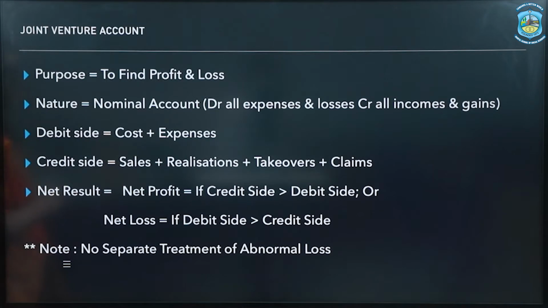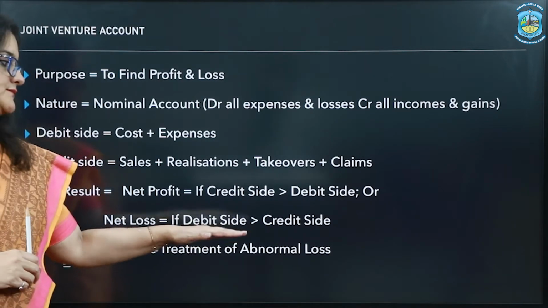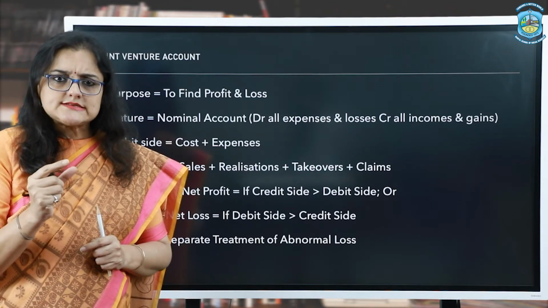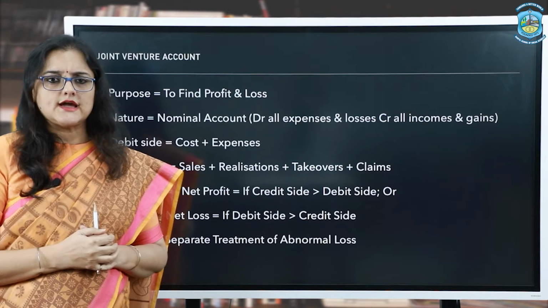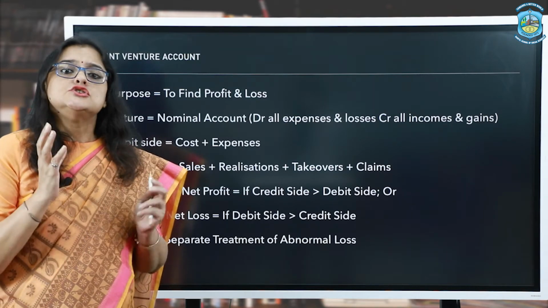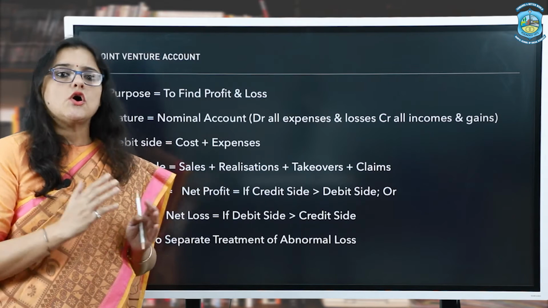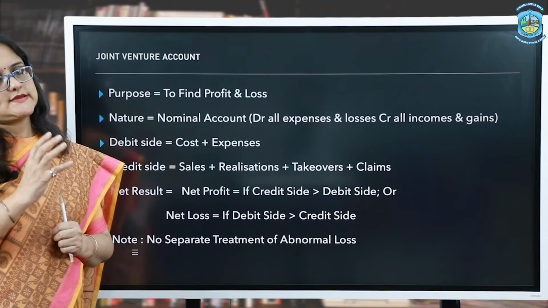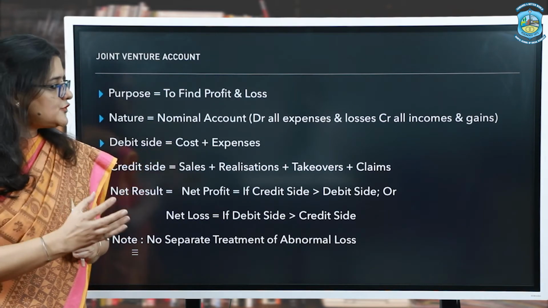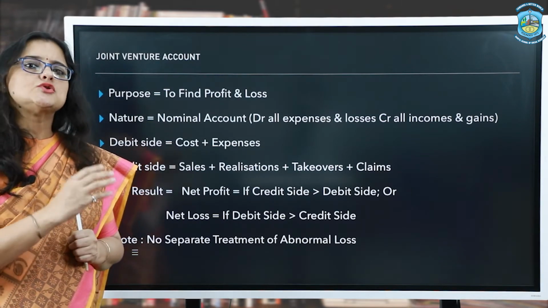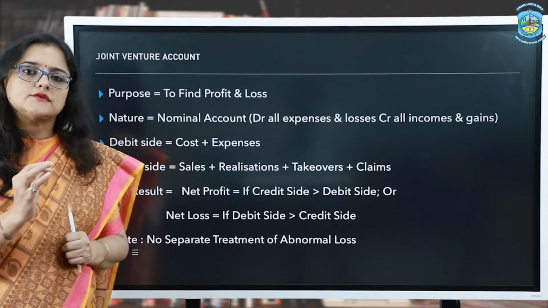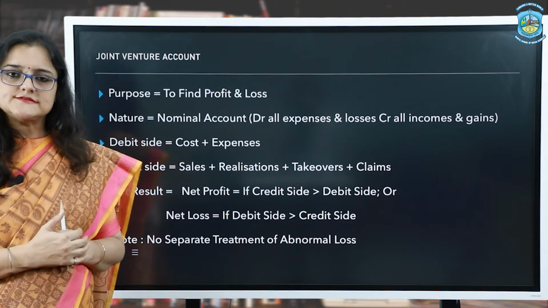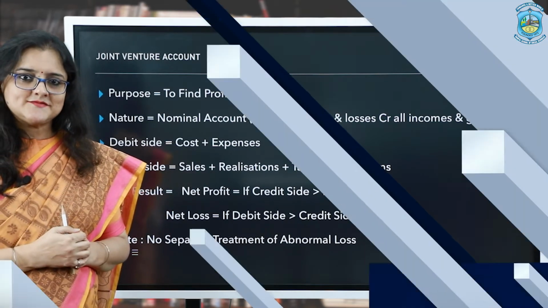It is important to take note that there is no separate treatment of abnormal loss. Since the joint venture is an agreement or a business activity undertaken for a shorter duration of time, everything is perceived in a short span. That means either as an expense or as an income. So the portion of abnormal loss is already charged to the debit side at cost, and whatever is realized or not realized will be shown on the credit side according to the settlement of that loss. So it is automatically settled in the joint venture account. So there is no need of separately accounting for abnormal loss.